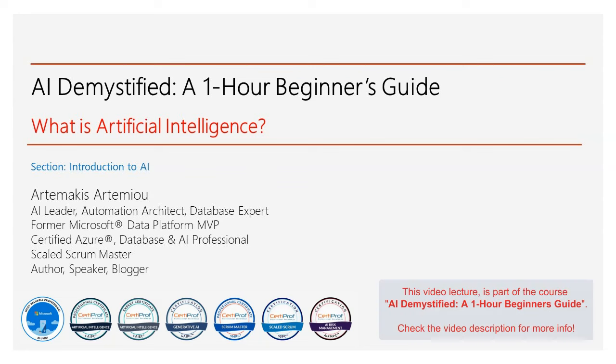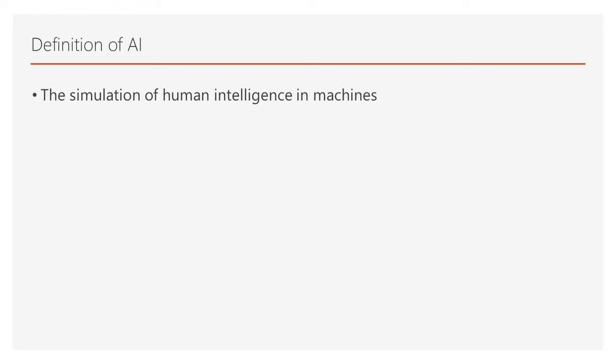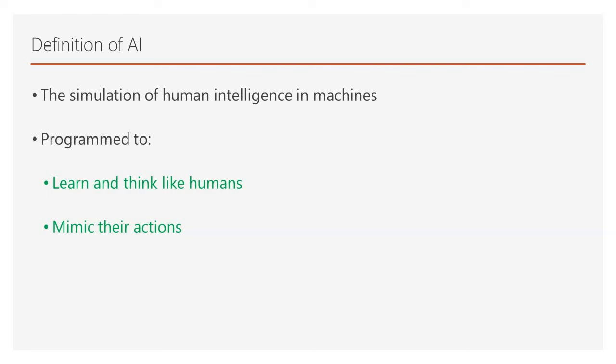In this lecture, we'll define what artificial intelligence is and discuss examples of AI in everyday life. Artificial intelligence, or AI, is the simulation of human intelligence in machines that are programmed to learn and think like humans and mimic their actions.